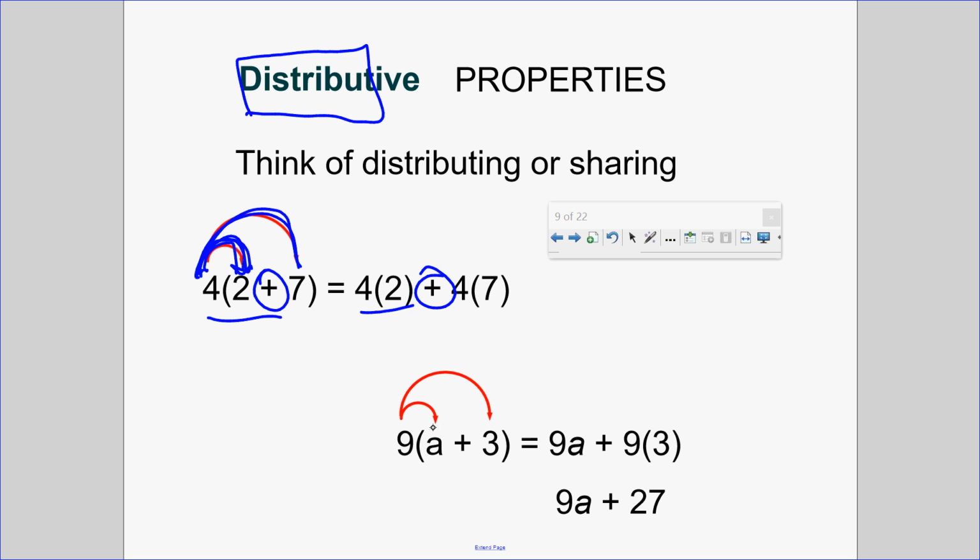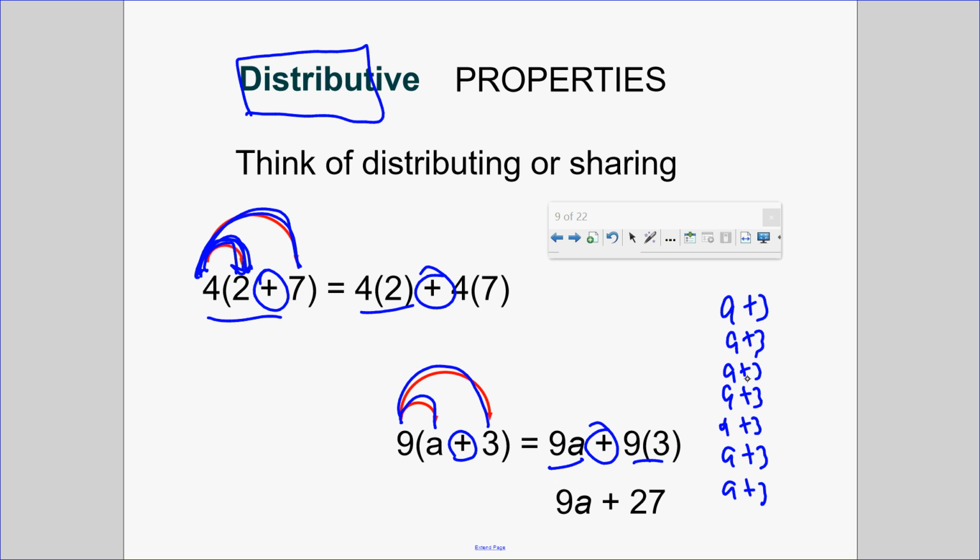9 groups of the quantity of A plus 3, or 9 times the quantity of A plus 3. So it's 9 times A, plus 9 times 3. So it's 9A plus 27. If you don't believe me, A plus 3, A plus 3, and so on, up to the ninth quantity. So how many groups of A's do you see? 9 groups of A. Plus, how many groups of 3? 9 groups of 3. So that's the way to do it.